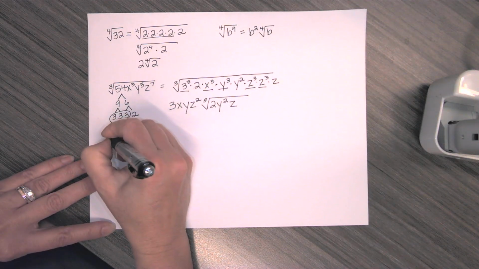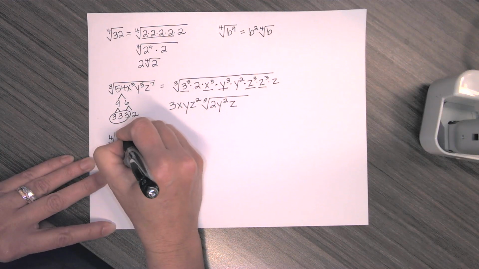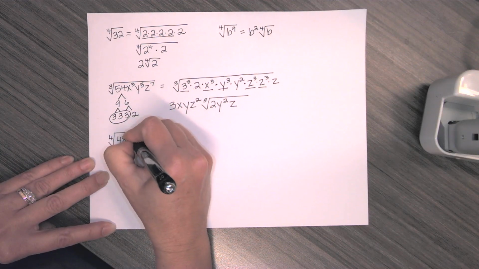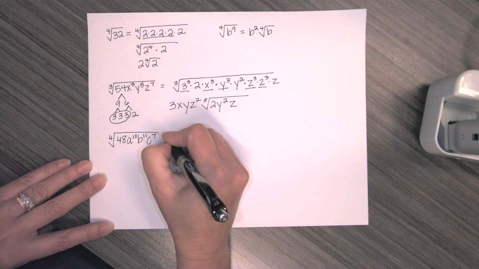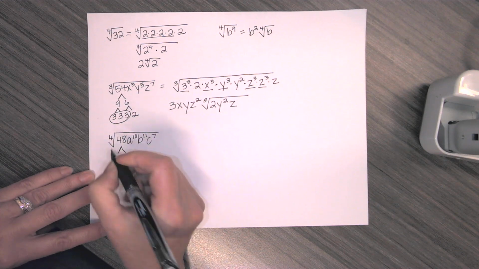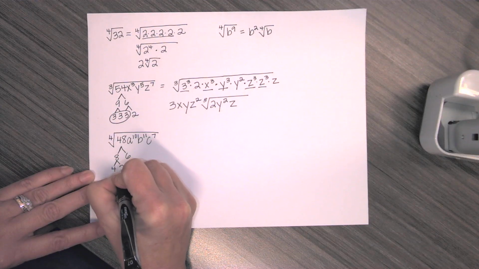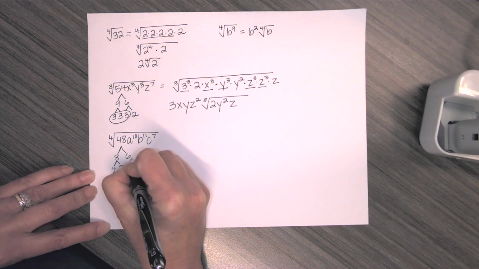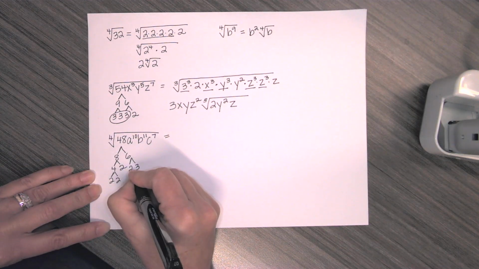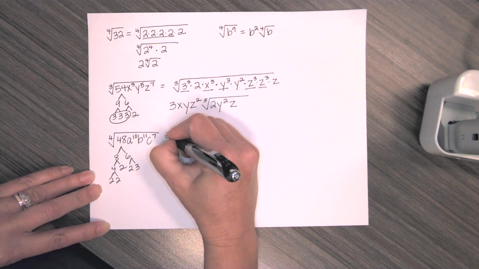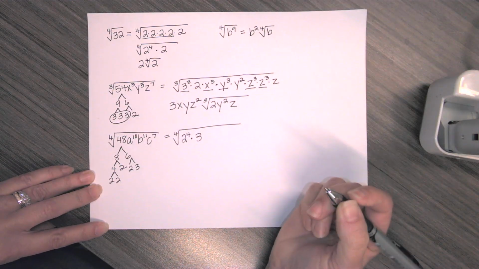All right, let's do another one like that with a 4th root: the 4th root of 48 a to the 10th b to the 11th c to the 7th. We're looking for groups of 4 because it's a 4th root. Let's break 48 down to its prime factorization. You can see we have 4 2's and a 3.